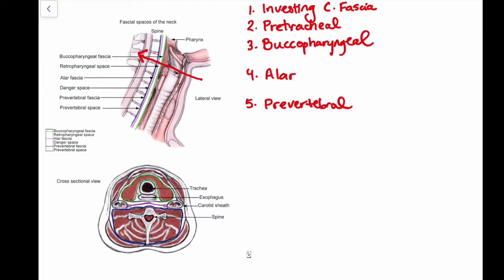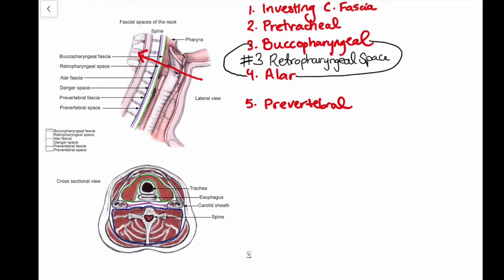But the interesting thing here is that between the buccopharyngeal and alar fascia we have something called danger space 3, which is the retropharyngeal space. So the retropharyngeal space, or danger space number 3, is between the buccopharyngeal fascia and the alar fascia because they both close off at about level C7. So imagine both fascia go to C7 and they sandwich in. That space is called the retropharyngeal space.